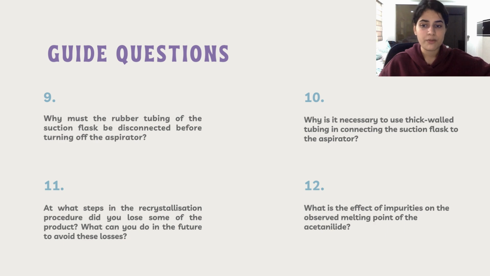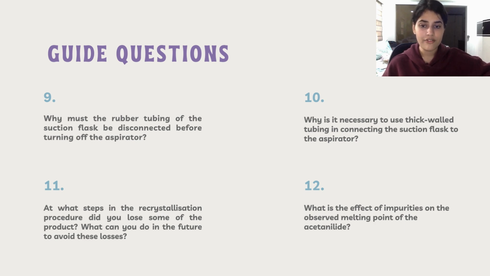For number 11, at what steps in the recrystallization procedure did you lose some of the product? What can you do to prevent future losses? There was some loss of product when the activated charcoal was added. As charcoal adsorbs the impurities, adding too much adsorbs some of the acetanilide as well. To prevent this in the future, it is important to add an adequate amount only.